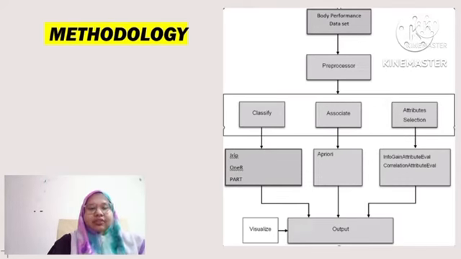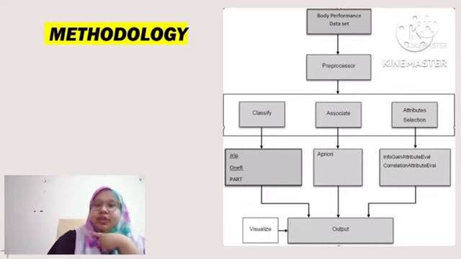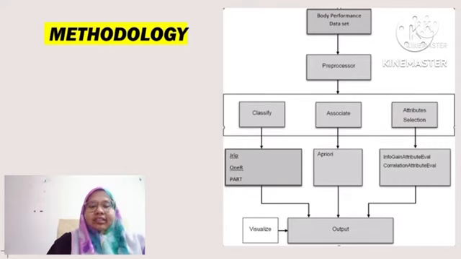Methodology. So we have the body performance data set. We have preprocessing, which is divided into 3: classify, associate, and attribute selection. On classify, we have J48, JRip, 1R, and PART. In associate, we have Apriori. For attribute selection, we have info gain attribute evaluation and correlation attribute evaluation, which all result in output that is visualized.